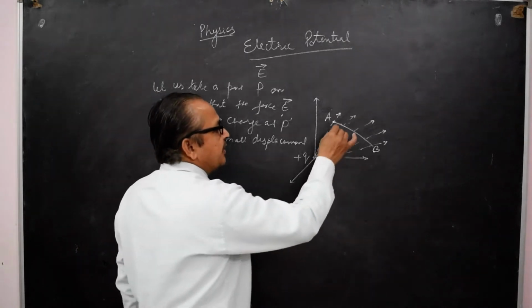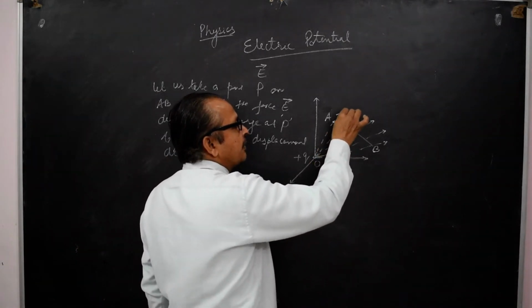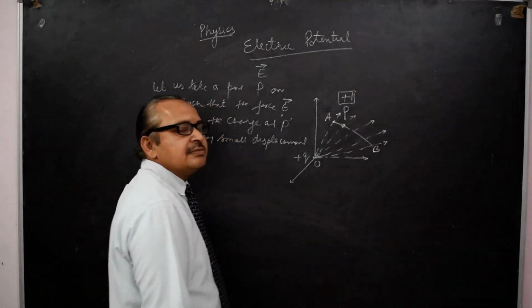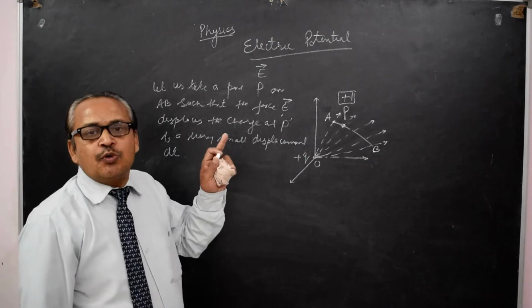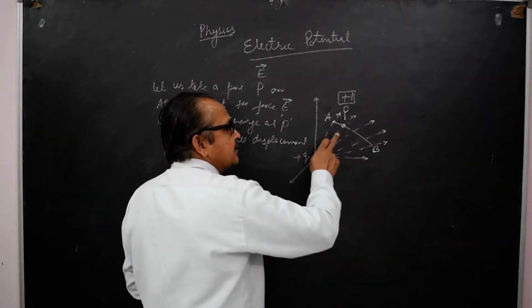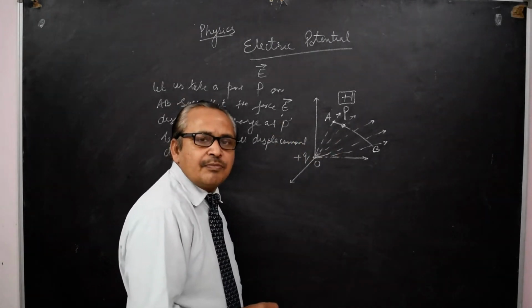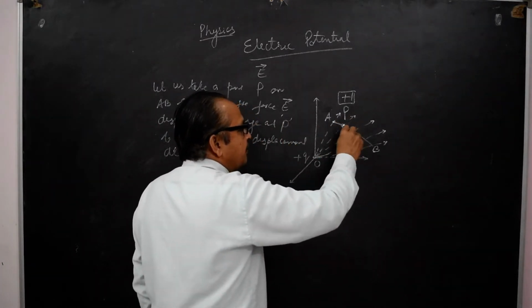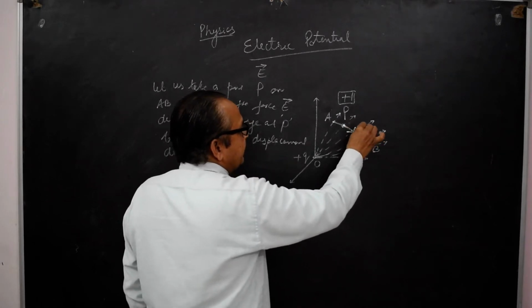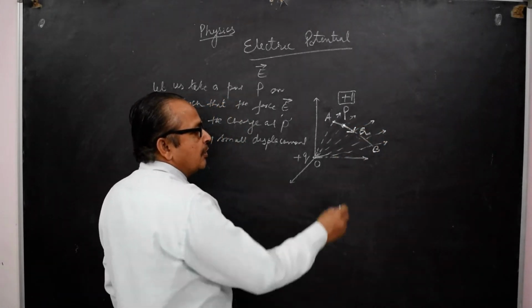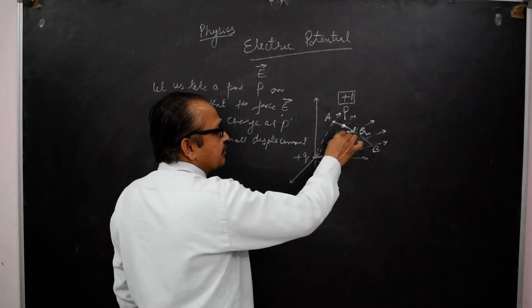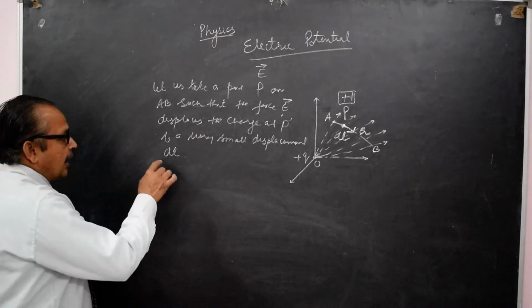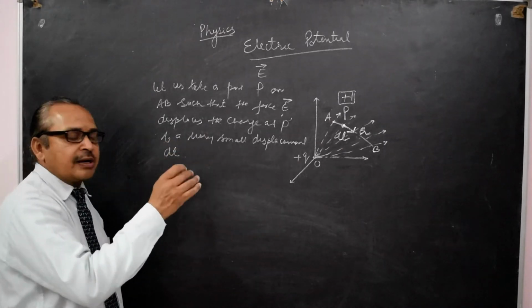Suppose as soon as we place a unit positive charge at this point P, then due to this electric force, this charge will be allowed to move towards B, and it will reach a point Q by covering a small displacement dl, and obviously it will perform some work.